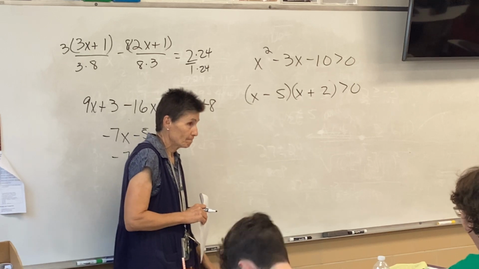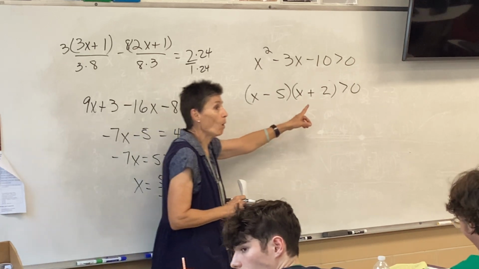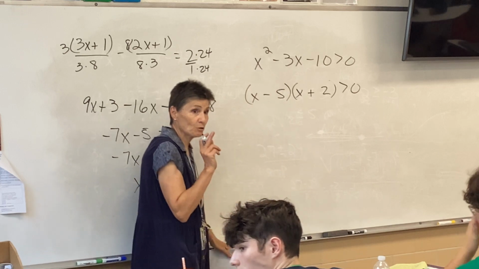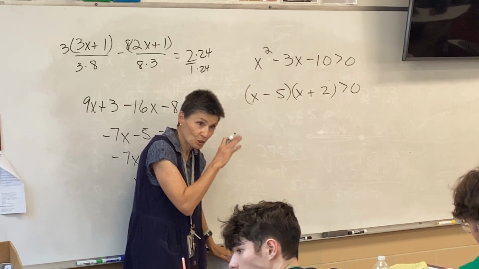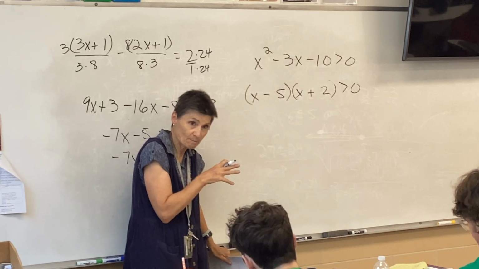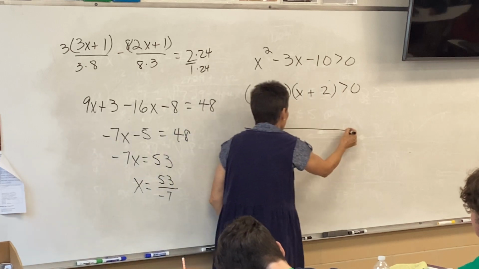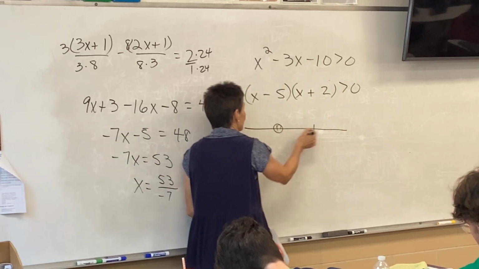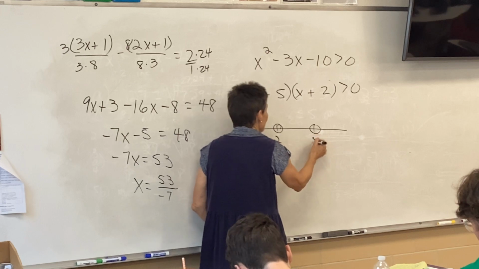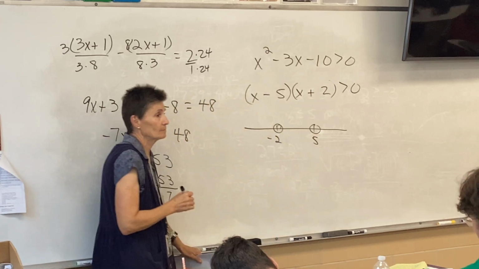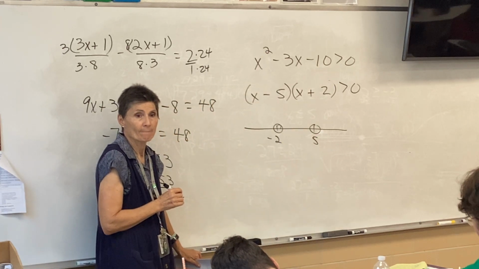Now what? This is an inequality, so it's going to be a number line shading intervals as my answer. So what points go on the number line? -2 and 5 go on the number line.